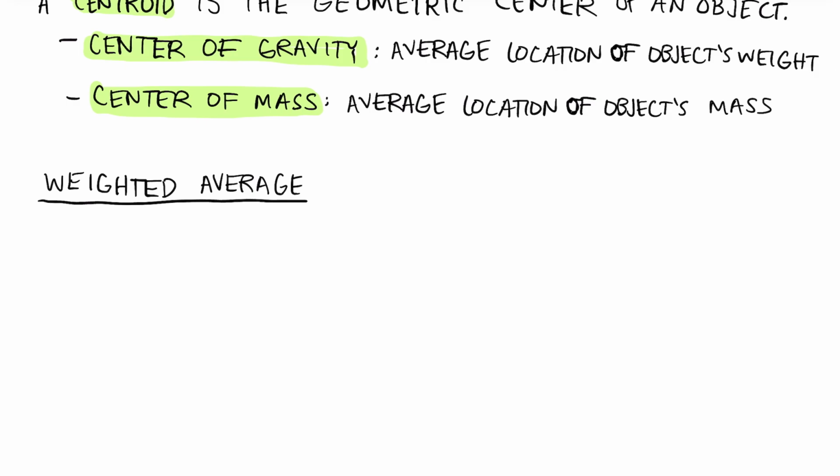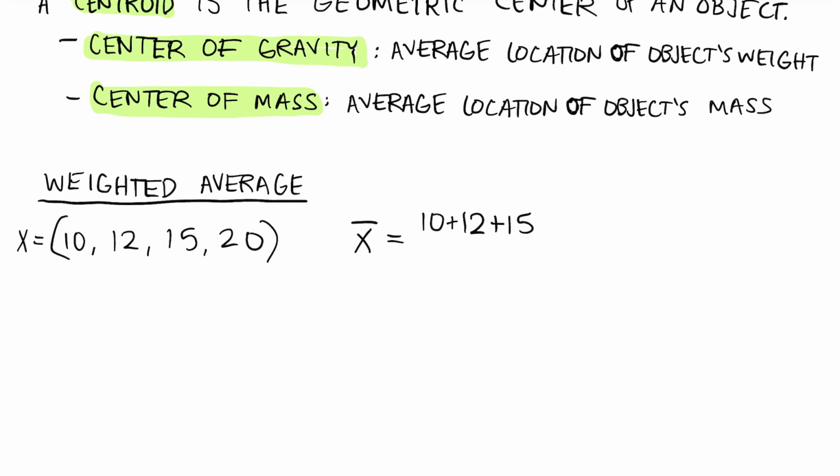Now, I'm sure you already know how to find an average of several numbers by adding them together. So for example, if I wanted to find the average of 10, 12, 15, and 20, let's say this set is X, I want to find the average. We often denote that with a little bar over the top. So X bar is going to be the sum of all of the numbers in your set divided by the total number of them, which is 4 in this case. So let's quickly add that up. 10 plus 12 plus 15 plus 20 divided by 4 is 14.25. Okay, so that's a regular average, not a weighted average.